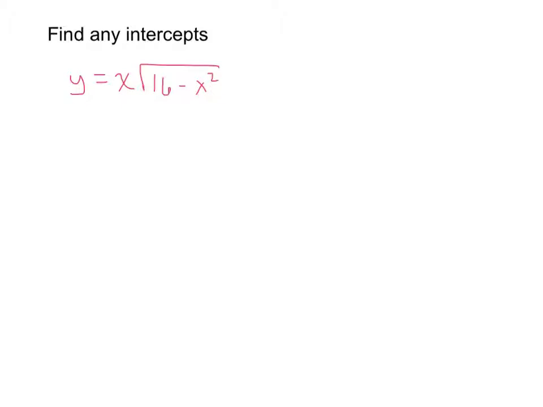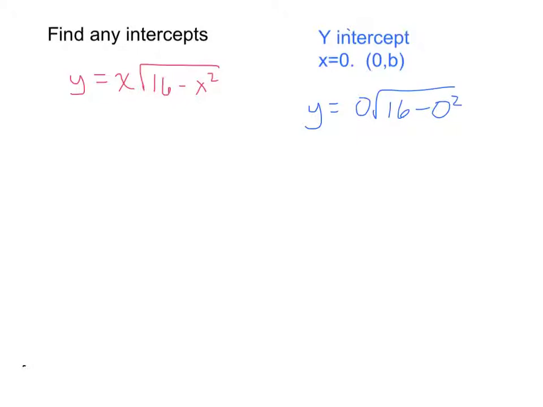Well, first let's go with the easy intercept, which is the y-intercept. The y-intercept is when x equals 0, and we always put it at the point (0, b), whatever that is. So let's set x equal to 0. And we get y equals 0 times radical 16 minus 0 squared. Because of that, it's going to be 0. So we have a y-intercept at (0, 0), right at the origin.